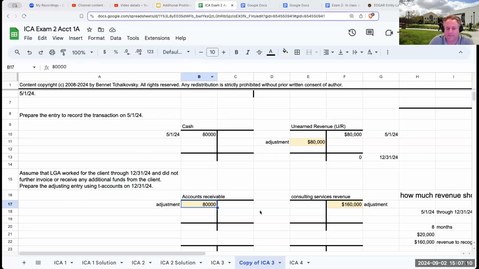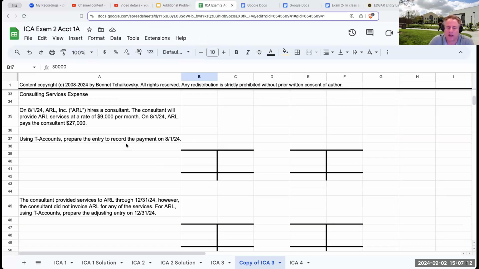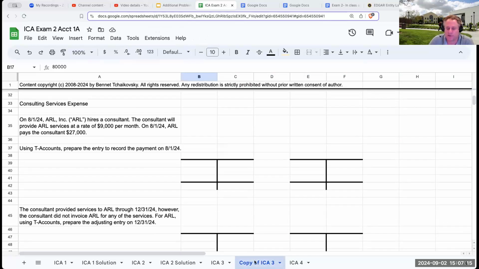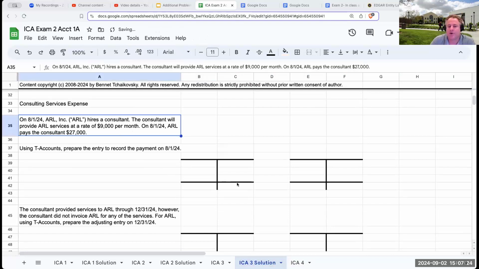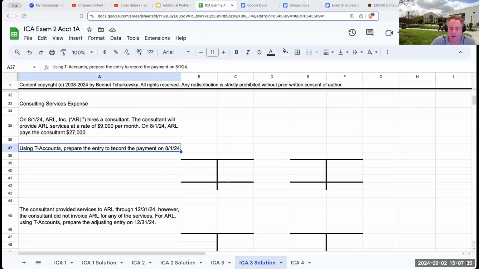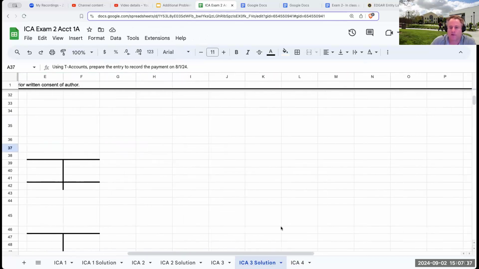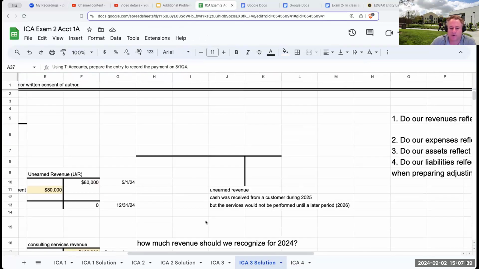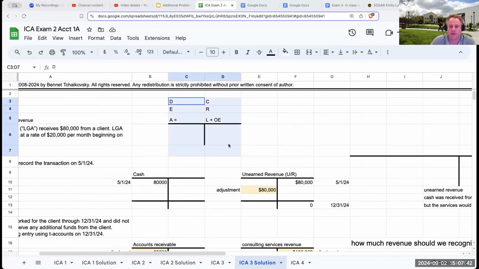Let's go ahead and get into it. So we're now going to be looking at consulting services expense. For this one, I hire a consultant. The consultant will provide services at a rate of $9,000 per month, and I pay the consultant $27,000. Okay, so let's go ahead and do our fun stuff.